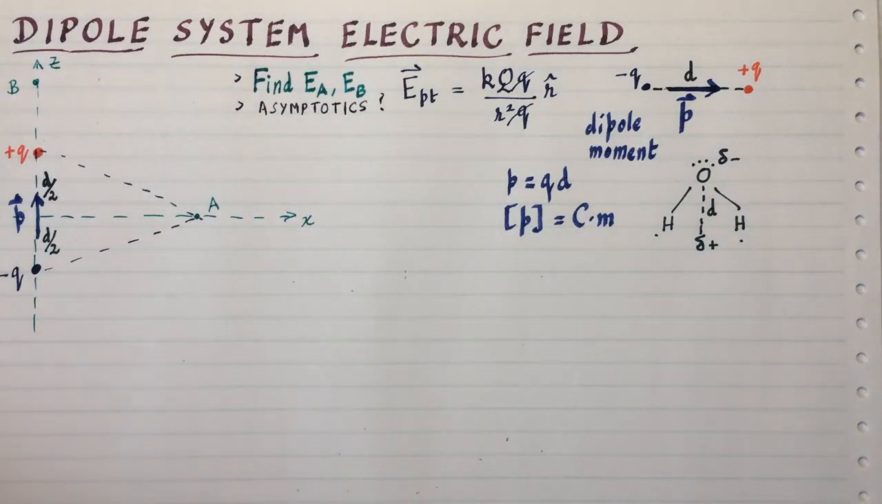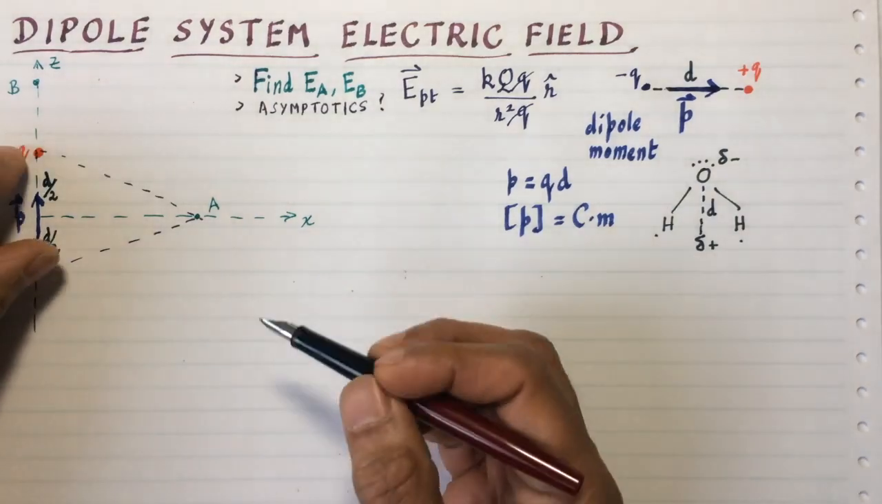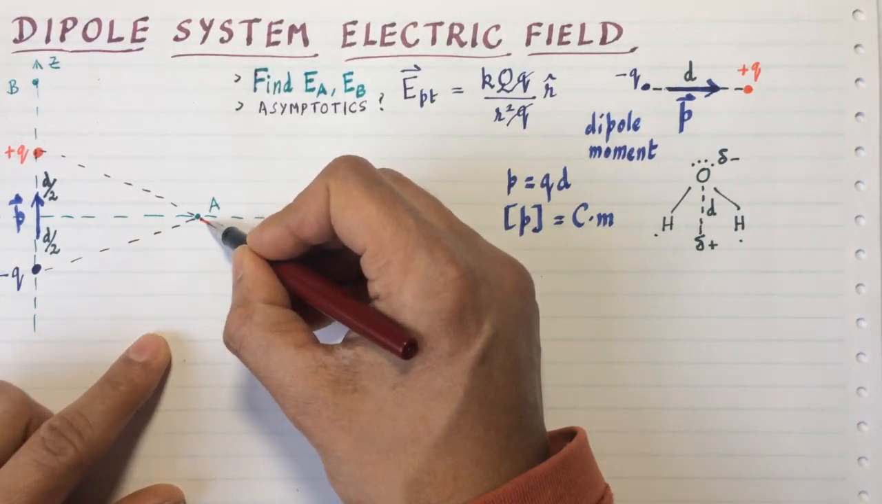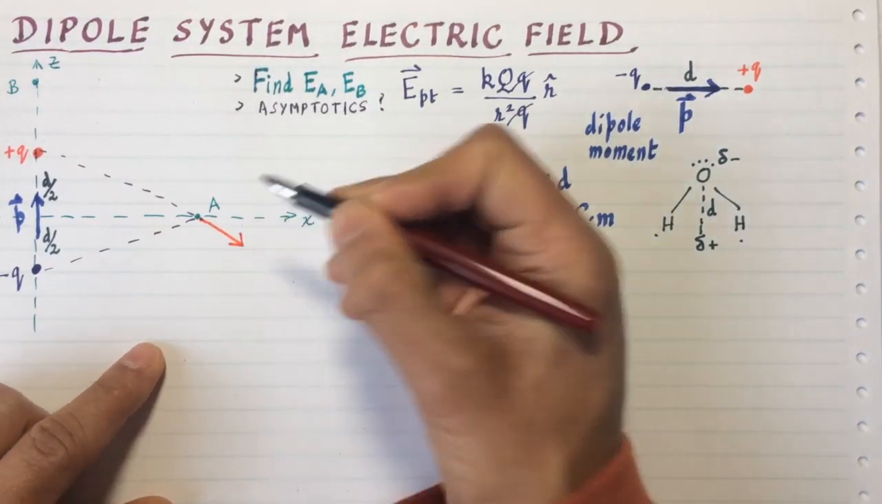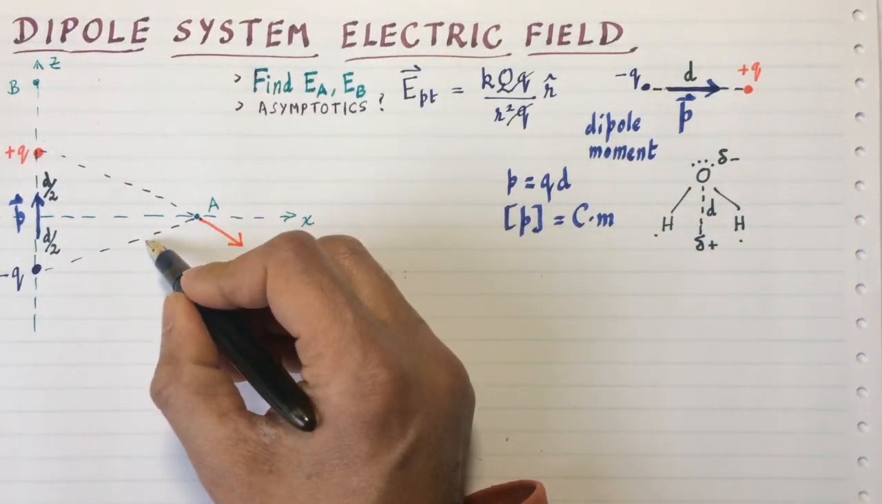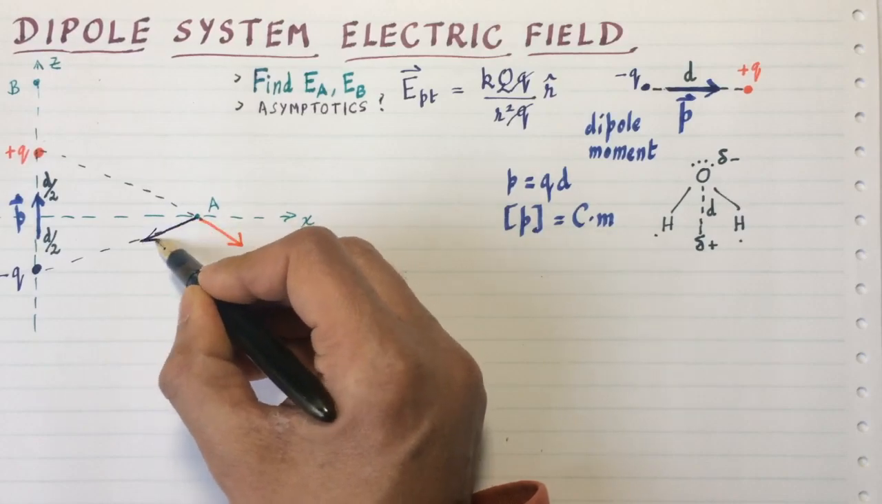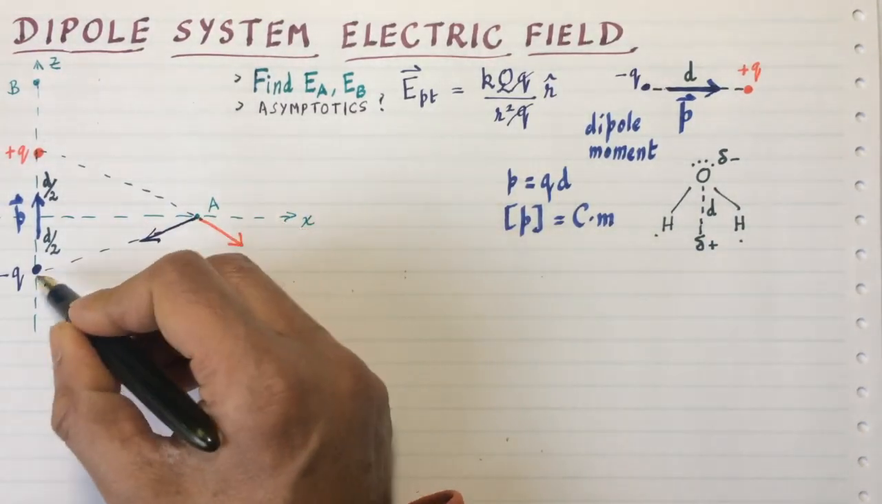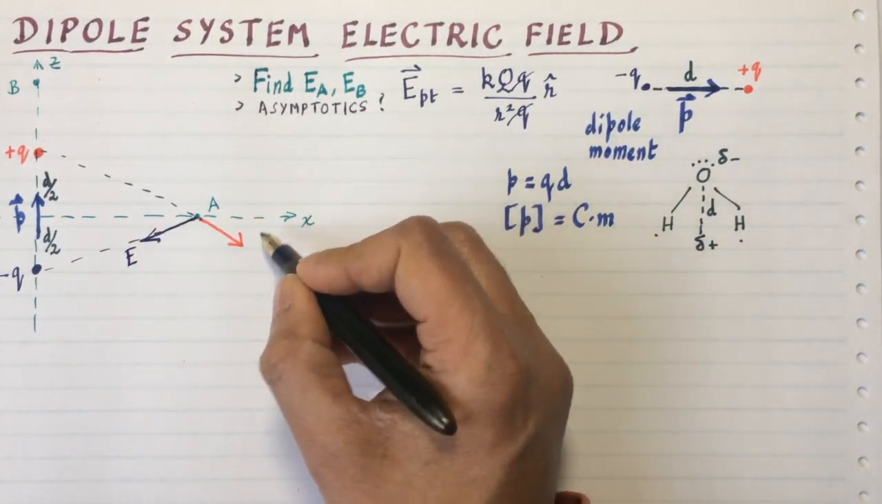First, let's draw a picture. At point A, the electric field is going to be in this direction because plus charges push electric field, while negative charges suck in electric field. So the electric field due to the negative charge is going to be like that.